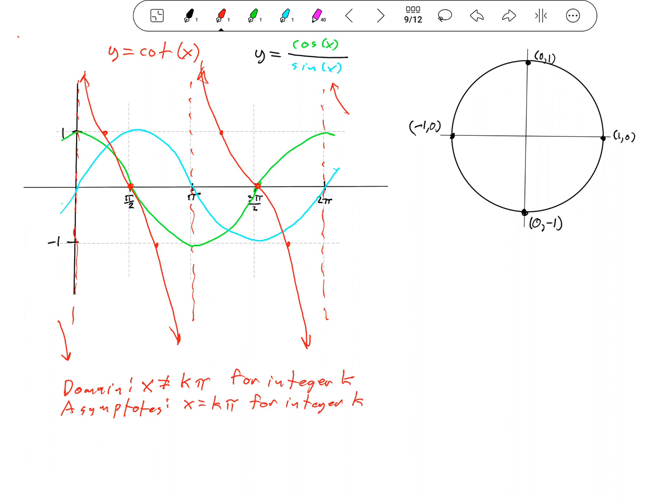Then we have zeros that look like pi over 2 plus k pi, comma 0 for integer values of k. Our range is negative infinity to infinity, and we have a period of pi. And that is the cotangent graph.